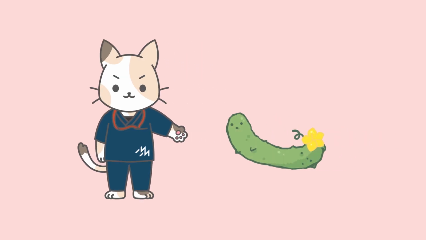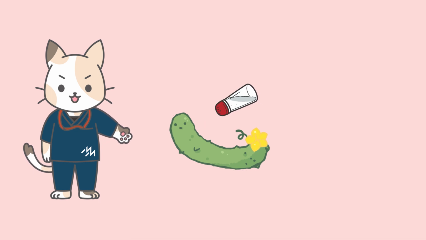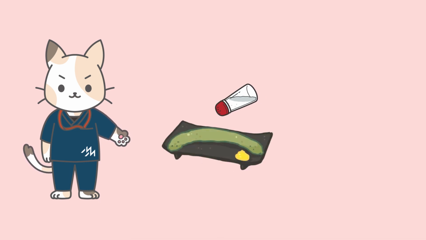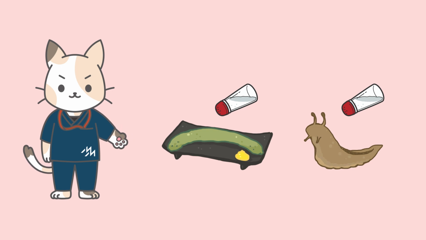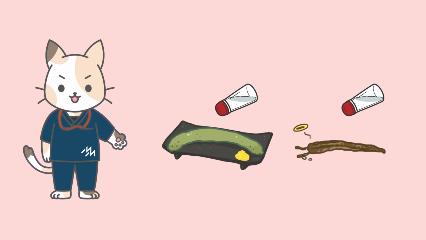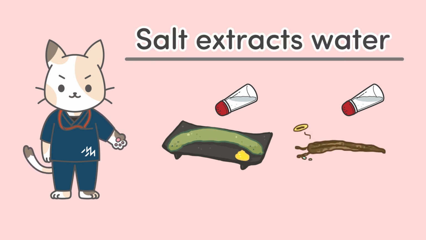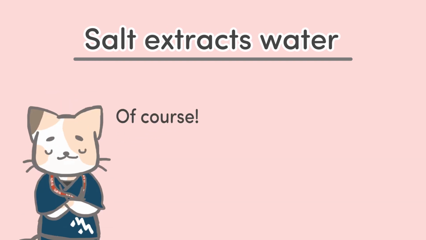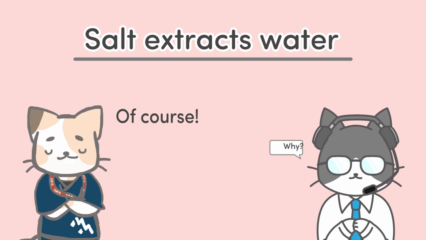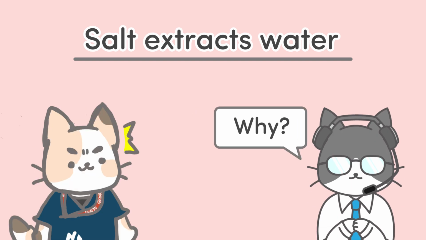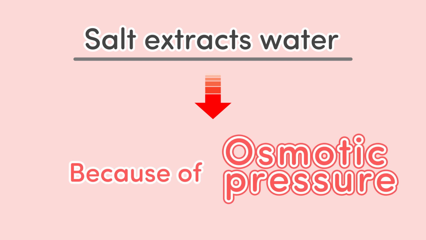Hi guys! If you cover vegetables with salt, water is drawn out and they turn into pickles. If you pour salt on slugs, water is drawn out and they die. In this way, salt has the ability to draw out water. This might sound like common sense, but if you were asked to explain why this happens, you might struggle. In fact, it's because of something called osmotic pressure.